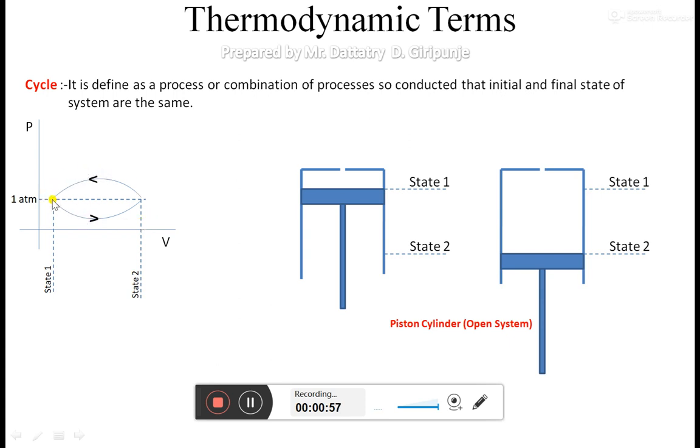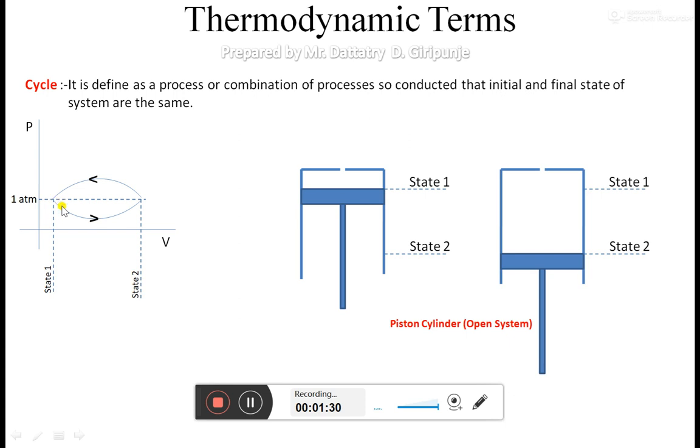Here, state 1 and state 2 are the two states. In between these two states, we can have transformation with the help of a process. Our system can transform from state 1 to state 2, or from state 2 to state 1. This transformation is called a process.